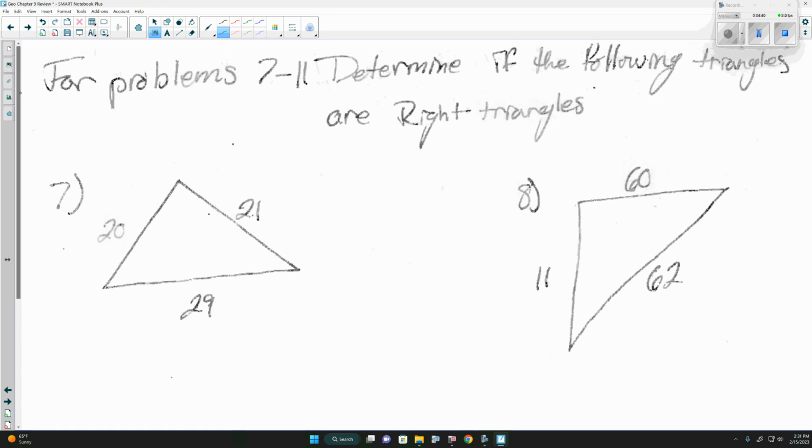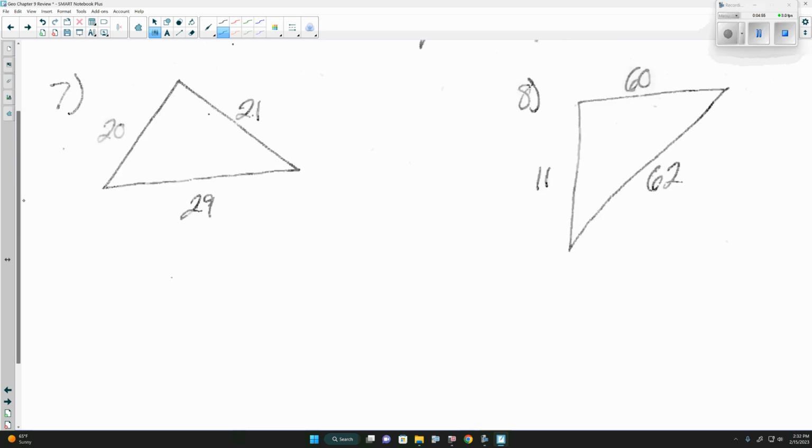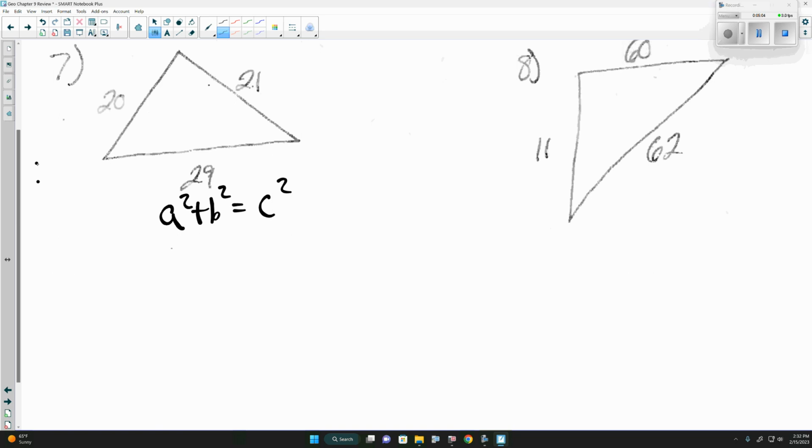Seven through 20. Determine if the following triangles are right triangles. Now, a triangle is considered to be a right triangle if a squared plus b squared is equal to c squared. Because the only way we can use the Pythagorean theorem is if it is a right triangle. So for this one here, for number 7, we can just plug the numbers into the Pythagorean theorem. Which side length is going to be the hypotenuse? 29. Hypotenuse is always the biggest side, which means 20 and 21 are the two other sides.